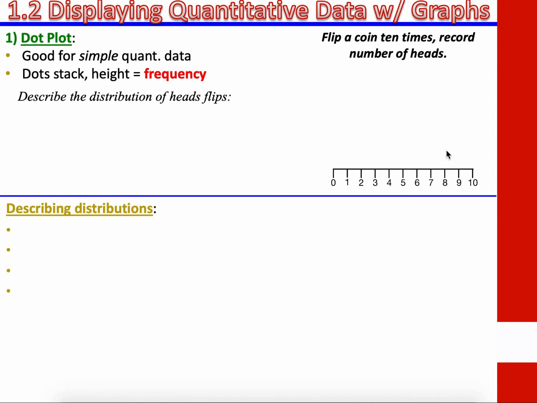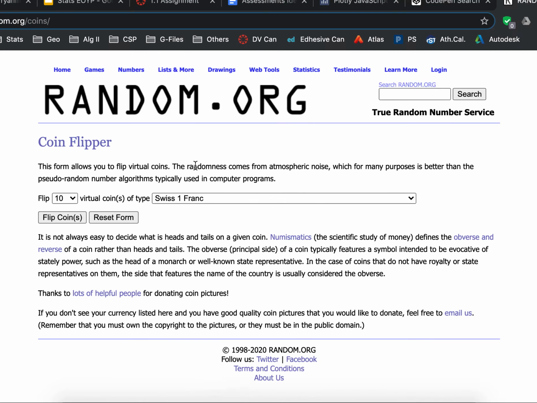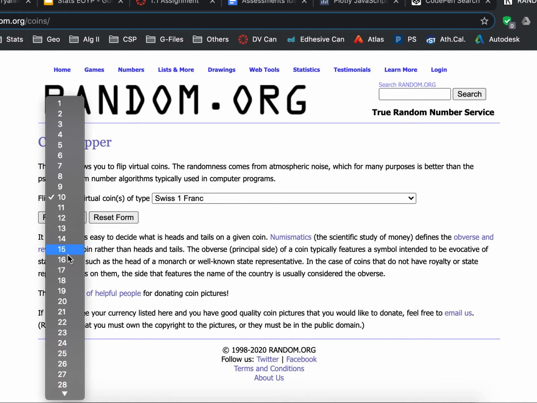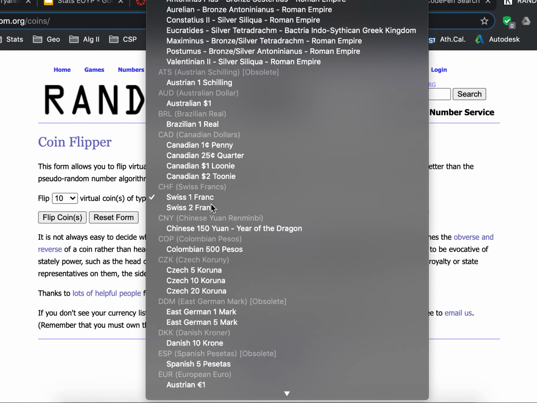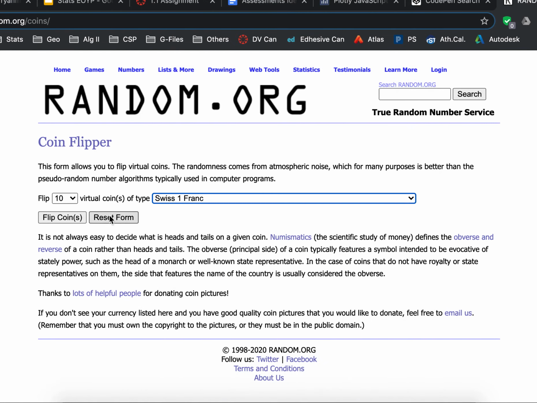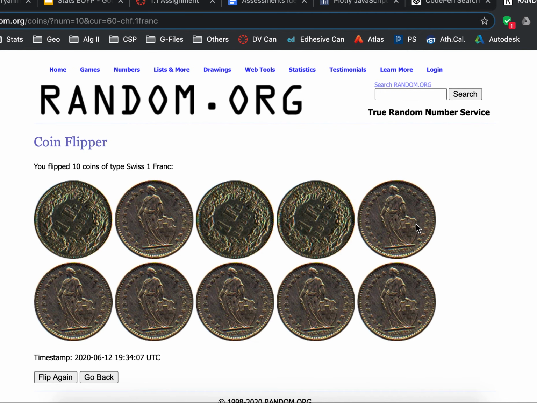I don't feel like flipping a coin 10 times the number of people that I would imagine having in a room, so what I did is I went to a simulator, random.org/coins, where it lets me choose to flip a coin 10 times or however many I want to. It even lets me choose the type of coin I want to flip. I went with a Swiss franc, because why not? And then I flipped. And this flip gets me, let's see, I count 7 out of 10 coins.